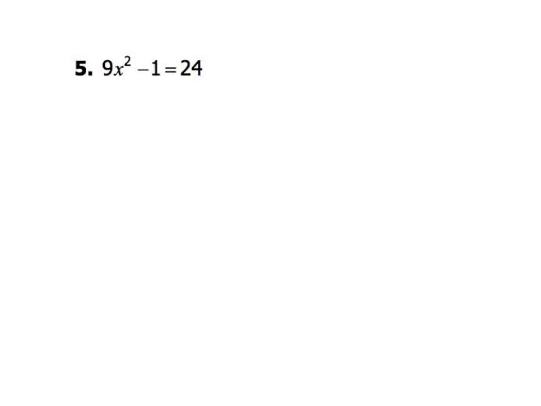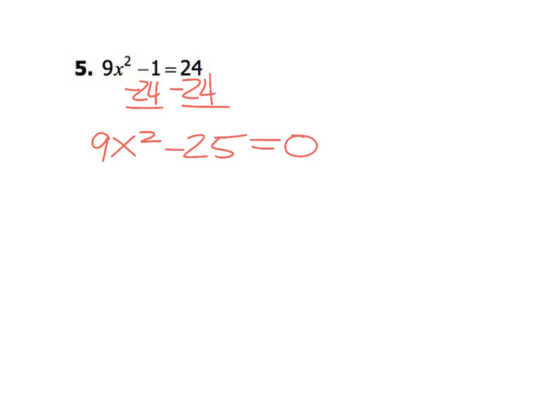All right, number 5. We're going to do number 5 together because it's a little bit different. So number 5, first thing we want to do is put it in standard form, so we want it to be equal to 0. So subtract 24 from both sides. When we subtract 24, we end up with 9x squared minus 25 equals 0.